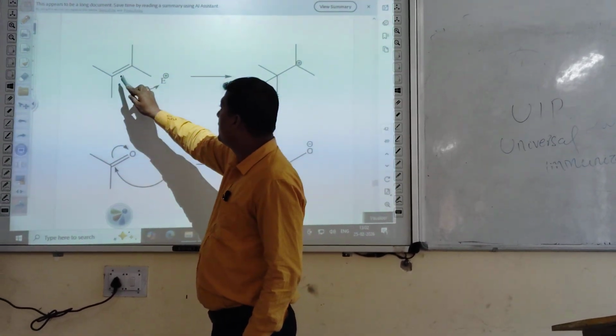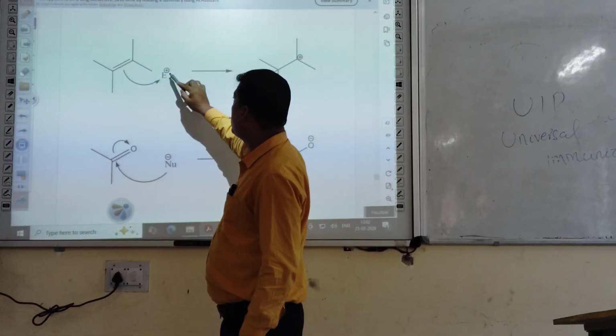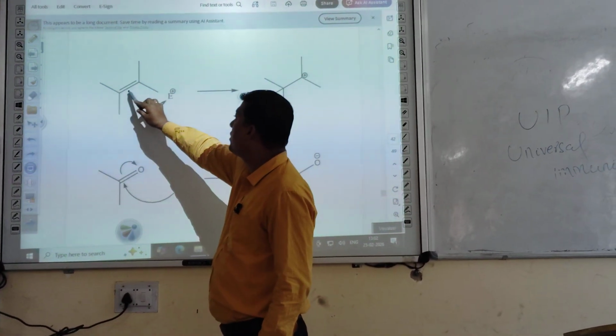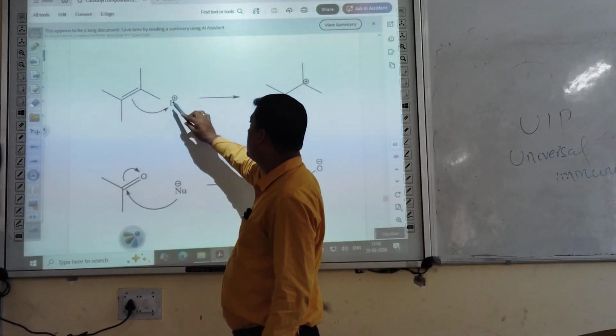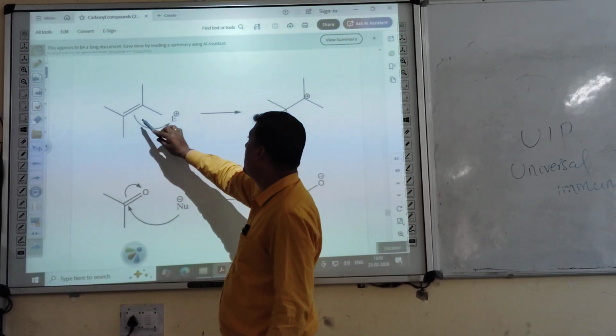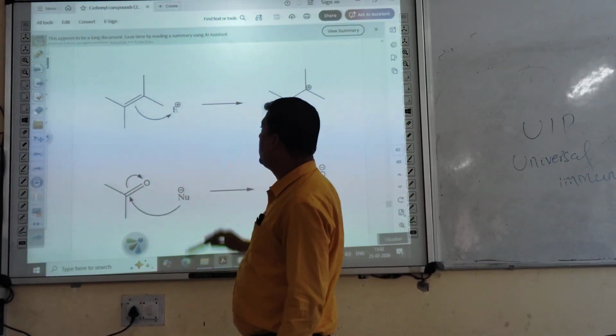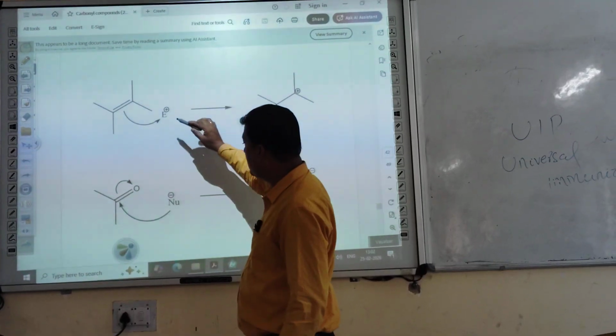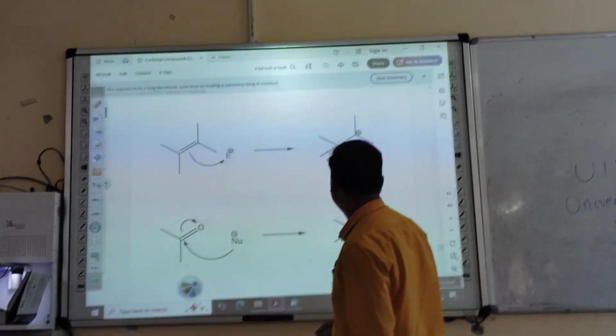And the central carbon, from the pi bond, will attack the electrophile. This is the negative charge. Pi bond means the electronegative charge is there. It will attack the electrophile, so it is our plus E effect. This is minus E effect.